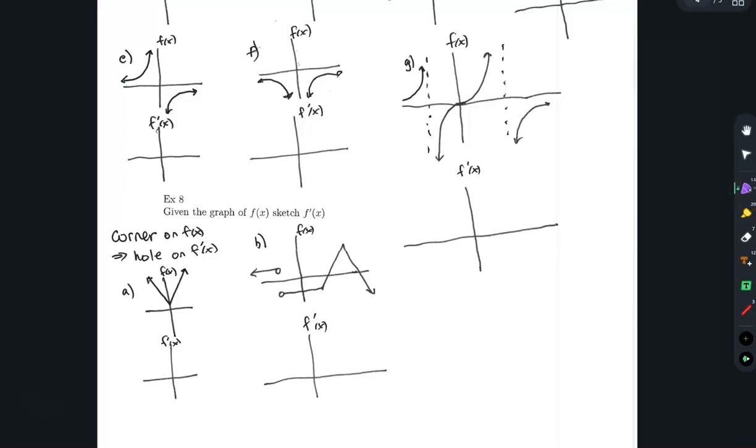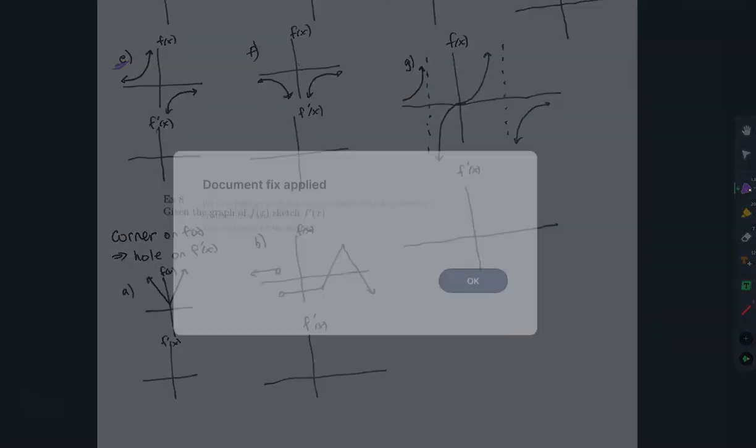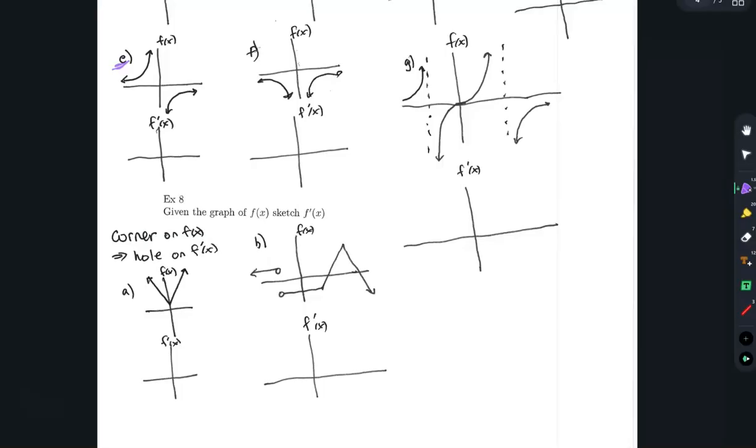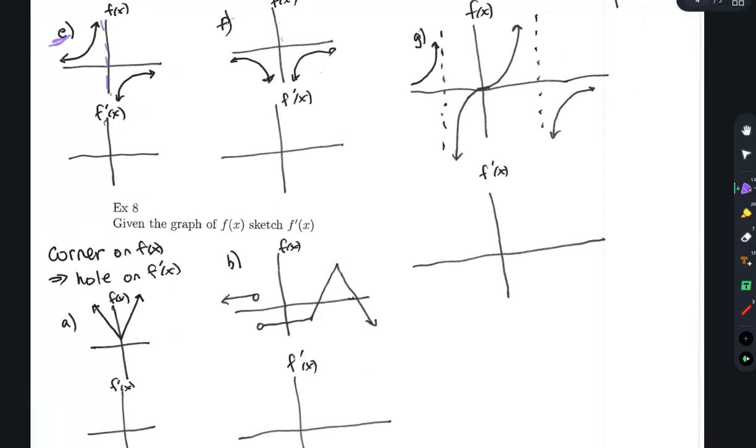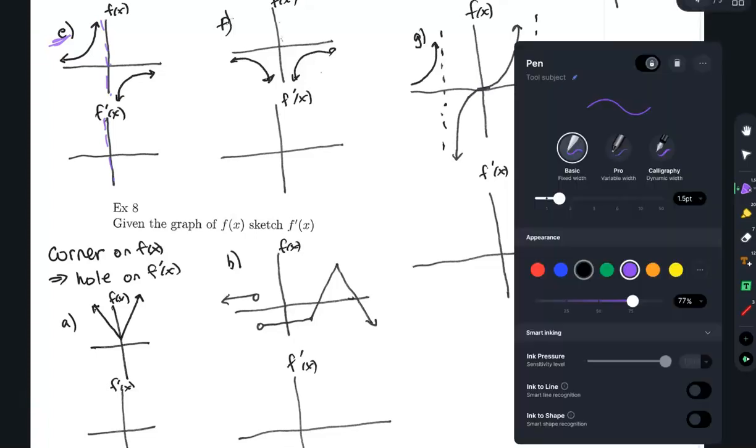So let's look at part E here. Remember, in order to have a tangent line, the function has to be continuous. Well, there's an asymptote here on f of x, so that means there must be an asymptote here, because there's no tangent line that can be drawn at x equals 0 because there's no graph. So now let's look at some slopes.